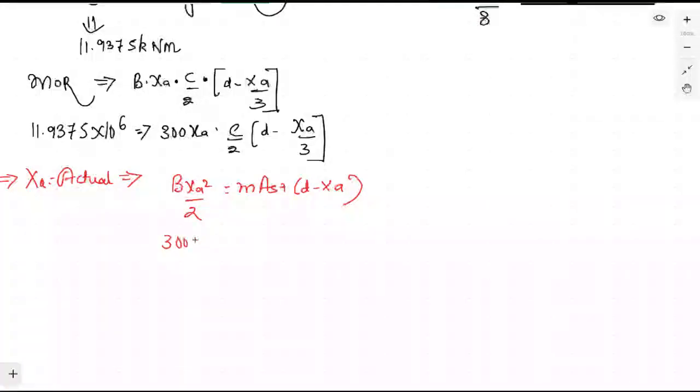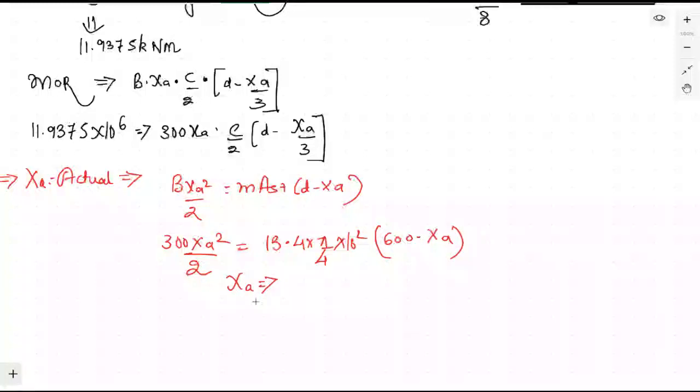This is 300 into XA square divided by 2. This is equal to 13 into AST, which is 4 into pi by 4 into 16 whole square. What is the depth? Depth is 600 minus XA. It means that from here you can calculate the value of XA. The XA value you will calculate, and the value you will get is 172.56 mm.